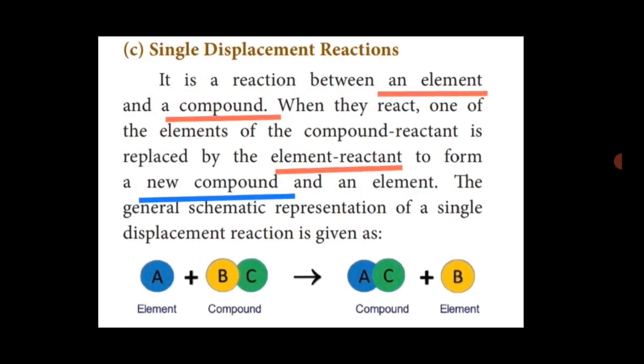A is one of the reactants and BC is the compound. In the compound BC, B is replaced by A. So there is an exchange of ions, exchange of one ion. A combined with C gives AC, which is the new compound. B is replaced, and B is the new element.